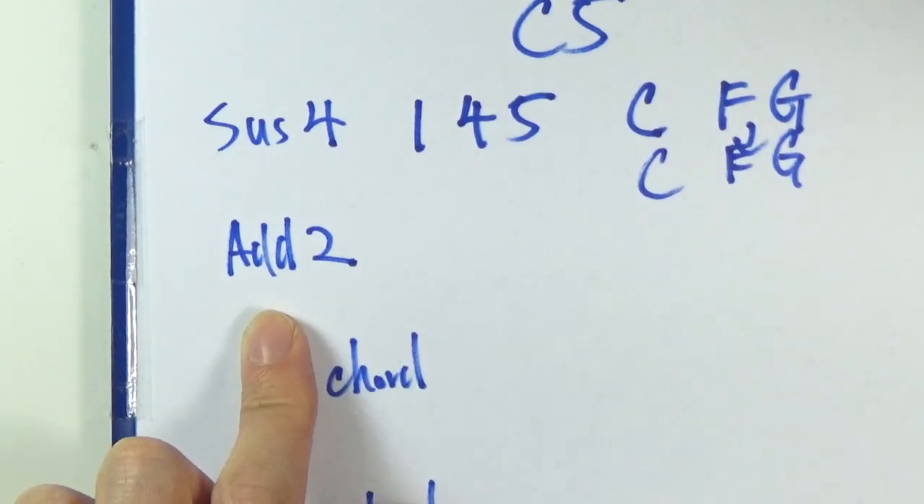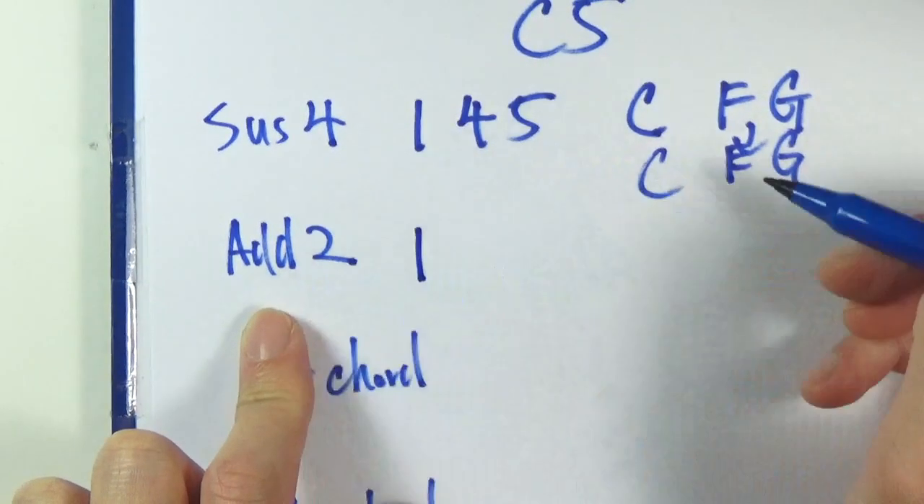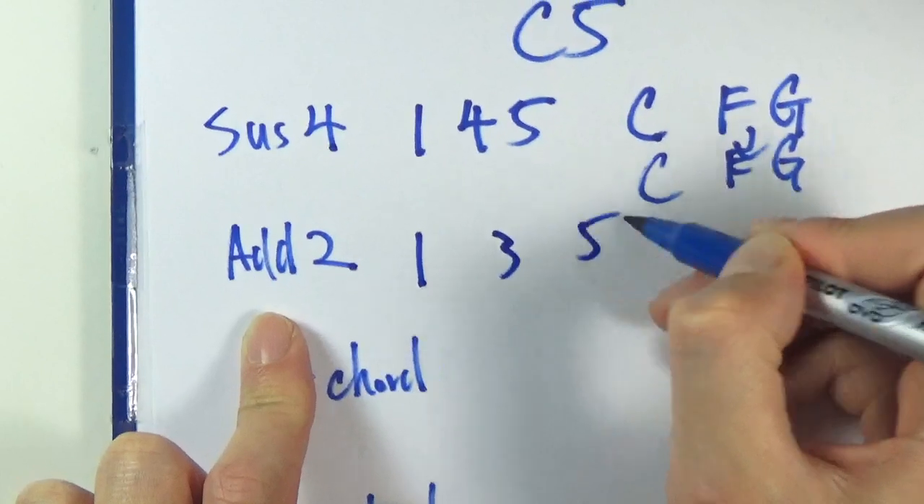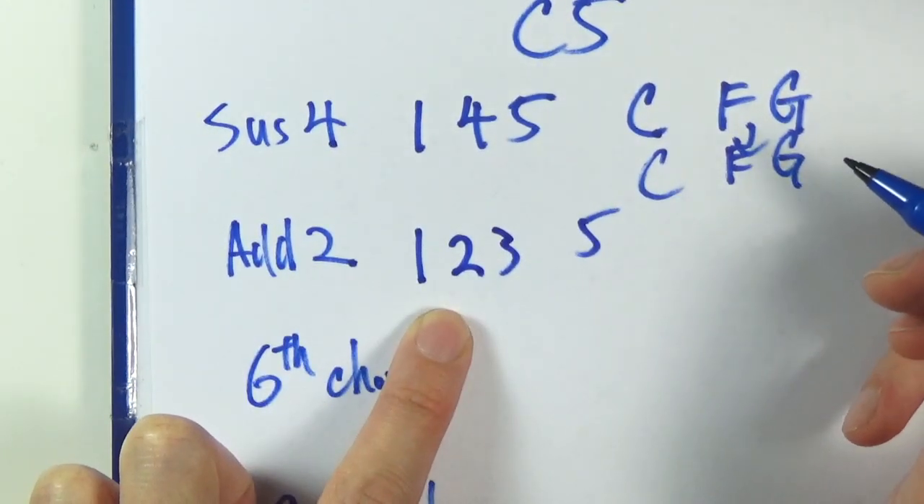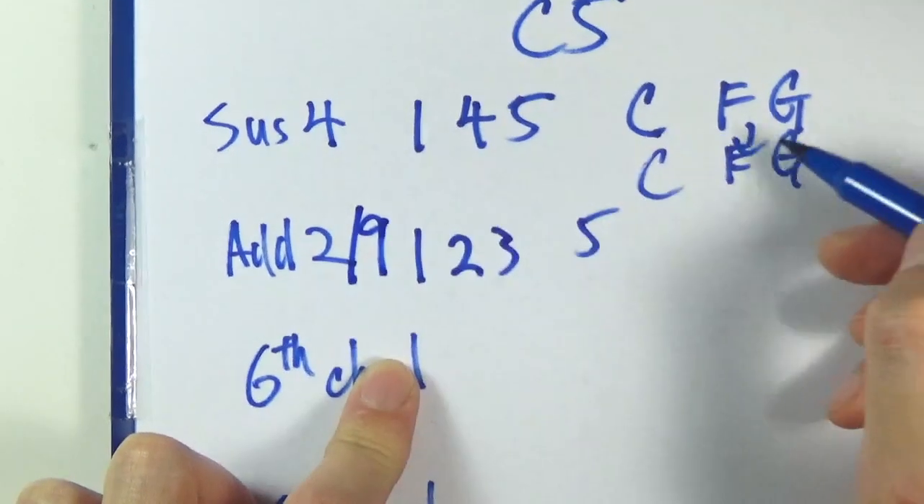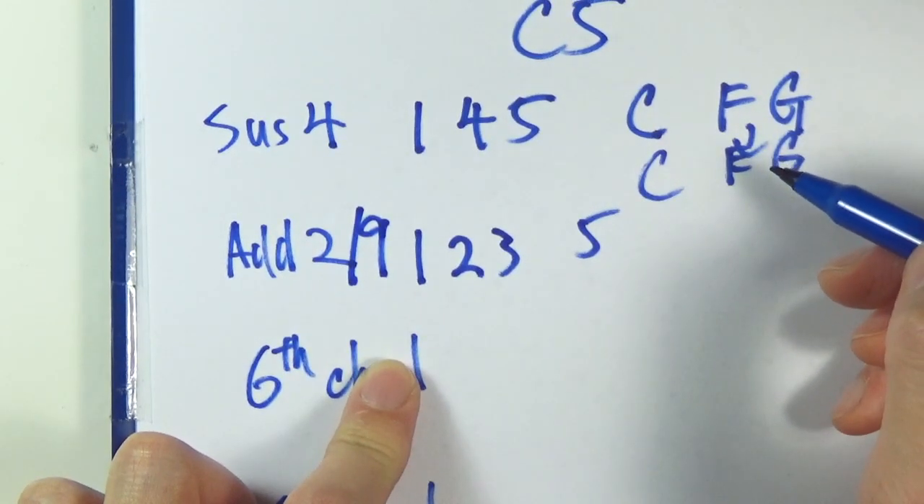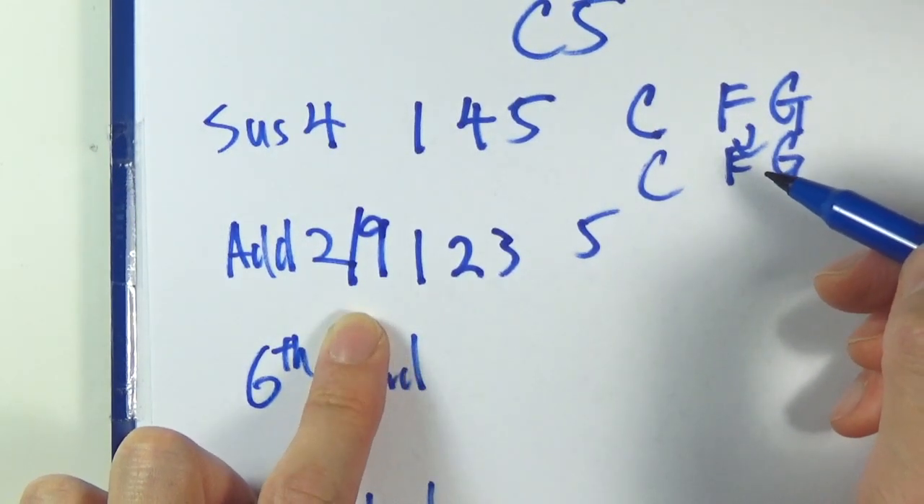Add 2 is pretty self-explanatory. Let's add 2 to the chord. All right. And also, it's pretty common to see a 9 being added.